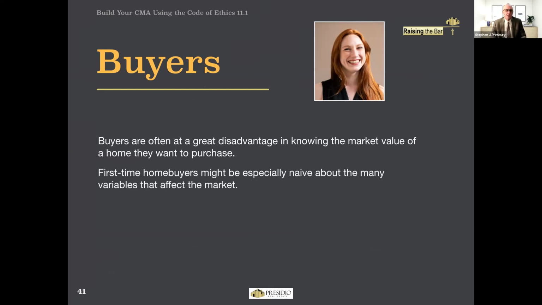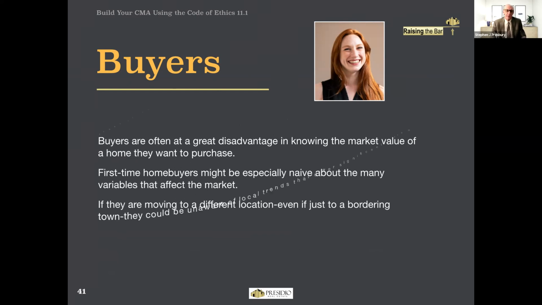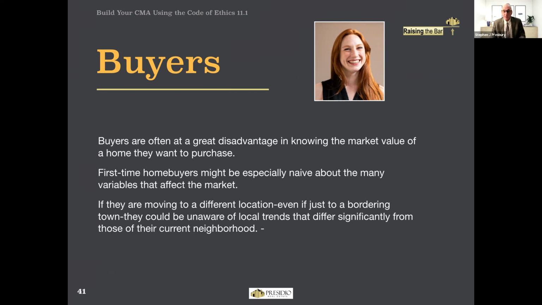First-time home buyers might be especially naive about the many variables that affect the market. If they're moving to a different location, even if it's just a bordering town, they could be unaware of local trends that differ significantly from those of their current neighborhood. That can also be a challenge with buyers. You know, we've got this great house and we want to move and sell. When we move to this new neighborhood, they don't realize that's a more expensive neighborhood. And of course, the houses there are a little bit more expensive. Any comments or questions on that slide?